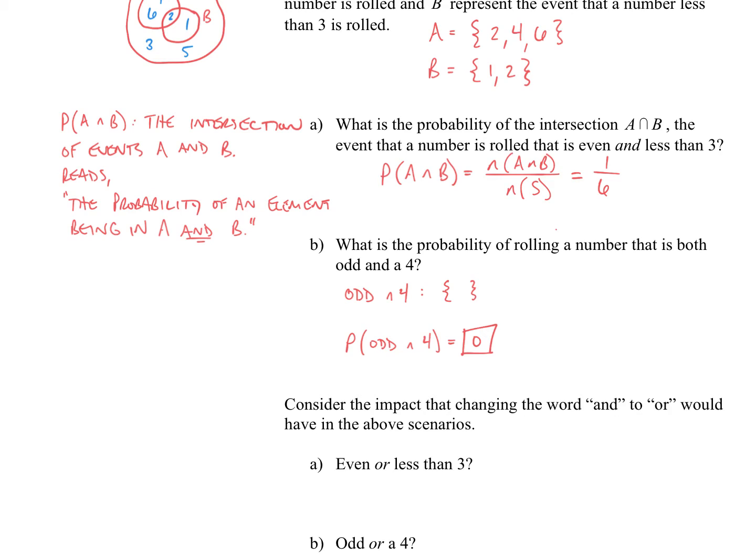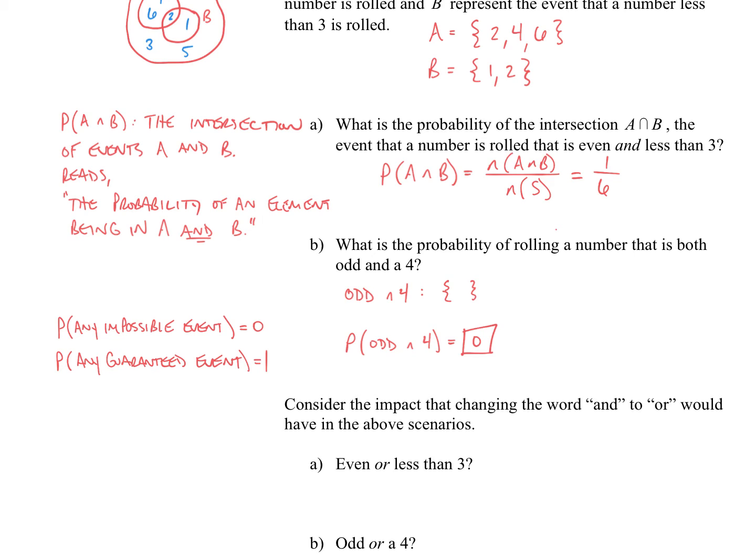Because the set of all numbers that are both odd and 4 is empty. Okay, so which brings us to the idea of, if something can have a probability of 0, well, what is the greatest probability that something could have? And that would actually be the number 1. So we're going to make a note over here that the probability of any impossible event is 0, as we just saw, but the probability of any event that's guaranteed is 1.